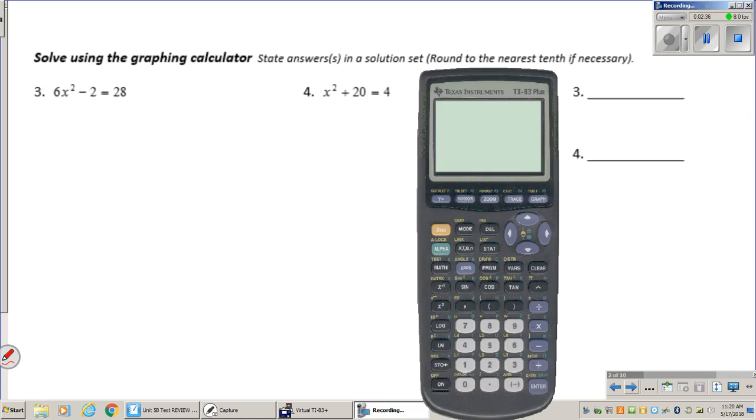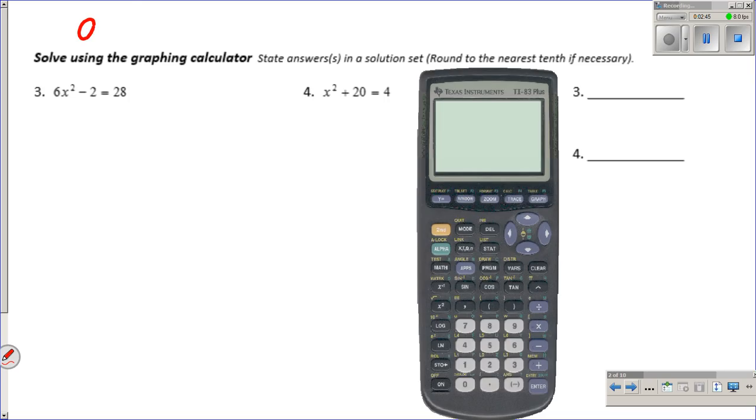Okay, so for the next set, we are asked to solve using the graphing calculator. Remember, in order to solve using calculator or factoring, we need the equation in standard form, ax squared plus bx plus c equals 0. So when I look at number 3, I notice the equation equals 28. So I'm going to have to solve by subtracting 28 on both sides of the equation.